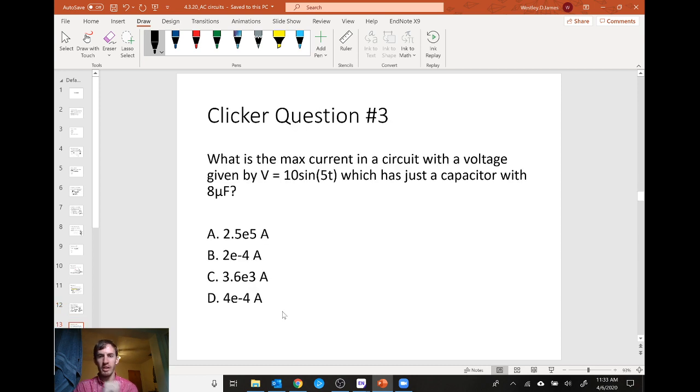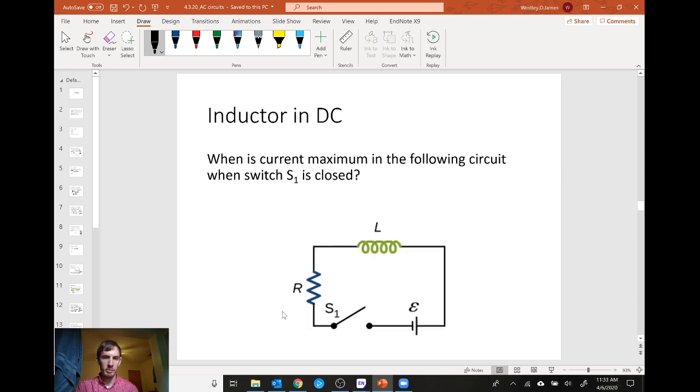Okay, then this was the last question I gave you for clicker questions. And so today, we just talked about capacitors. Now we're going to talk about inductors.